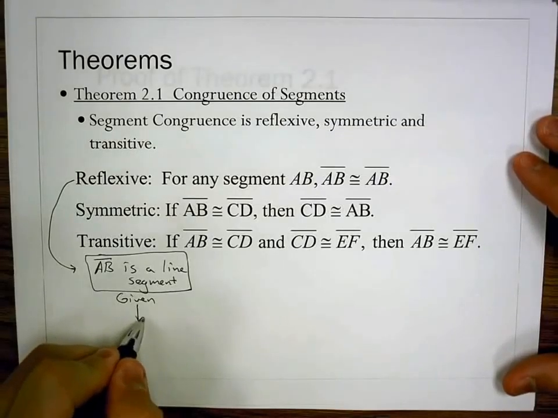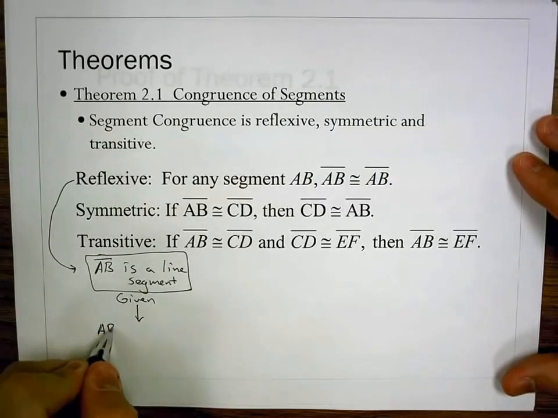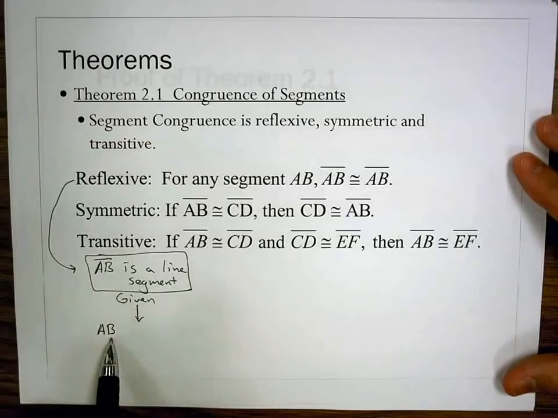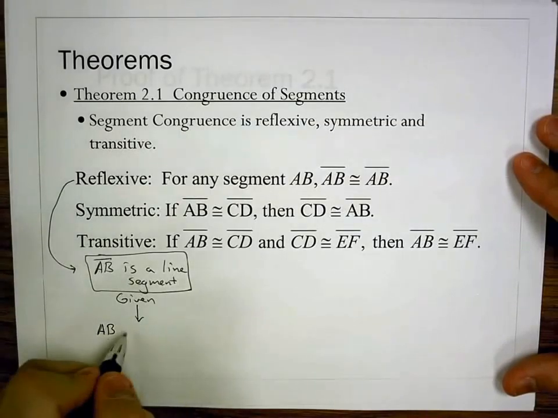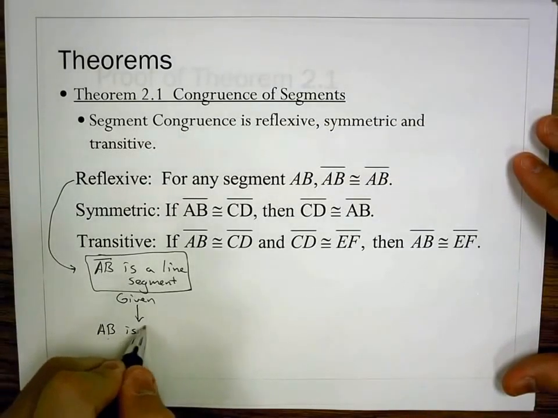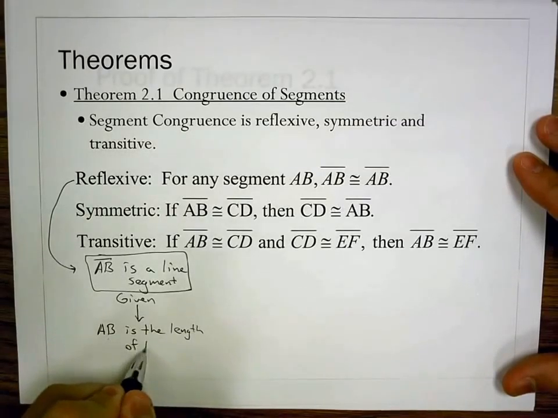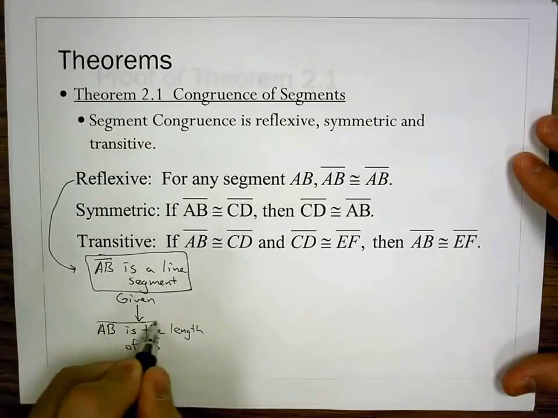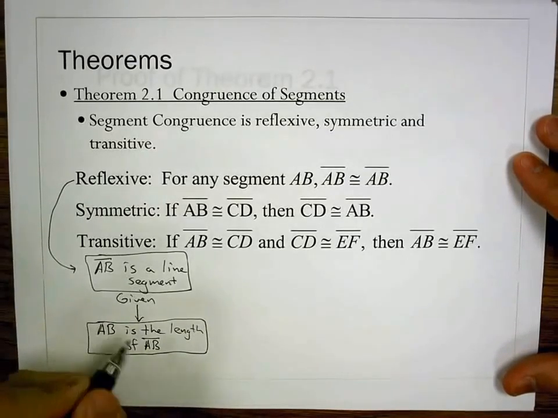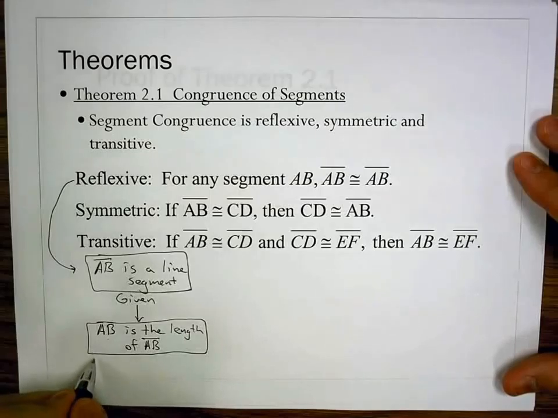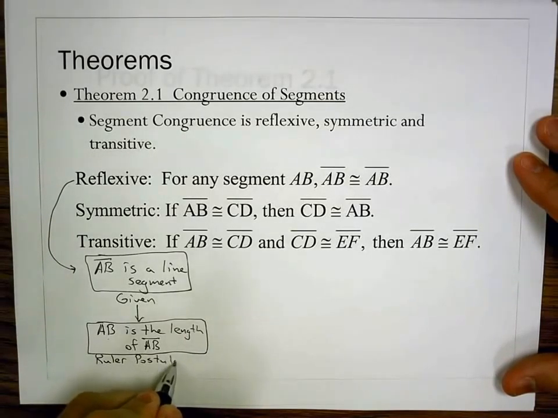Now, we know if we have a line segment, this is different than this. This means the length. So we could say the length AB is the length of AB. And that was where we can measure it, we can give it a value, and that goes back to Chapter 1, our ruler postulate.